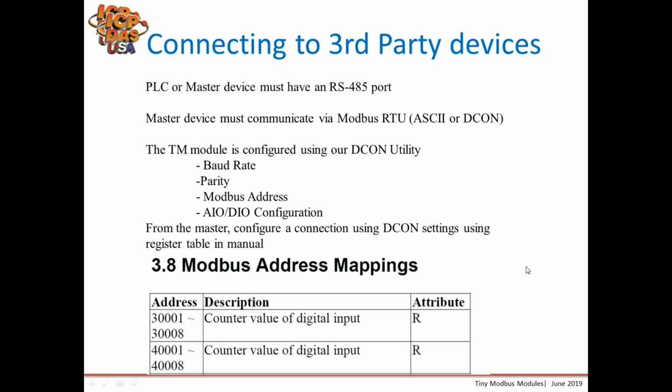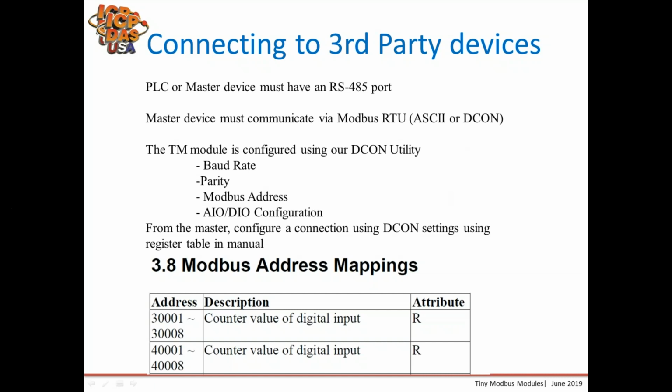From the master side, you create a configuration using the baud rate, parity, Modbus address, and AIO configuration, which you use the DCON utility to load to the module, along with the Modbus register table. At the bottom is a little sample. This sample registers 30,001, or 3x registers, start off at 1 and continue to 8 for 8 individual counters. So if you wanted to read the second counter, it would be 30,002, so it'd be a 3x002 register.